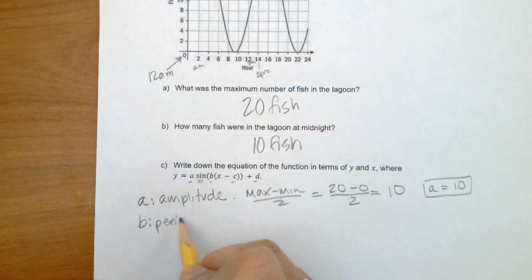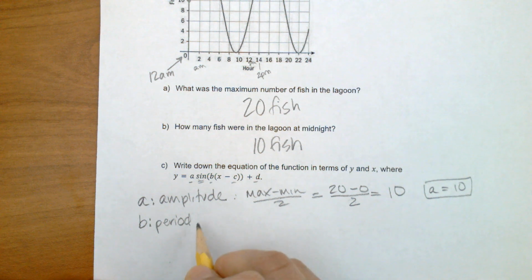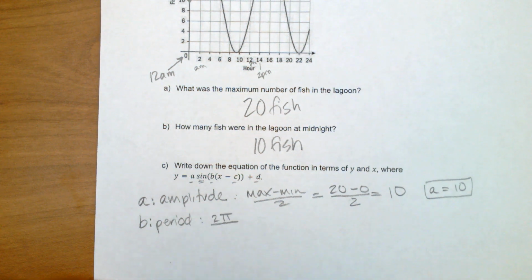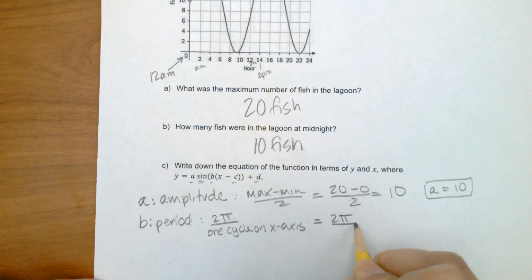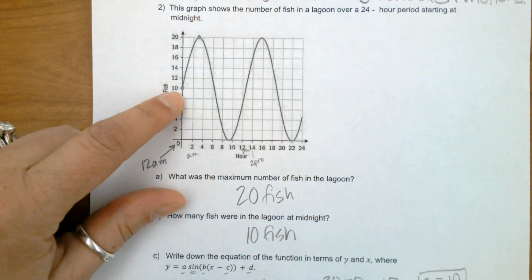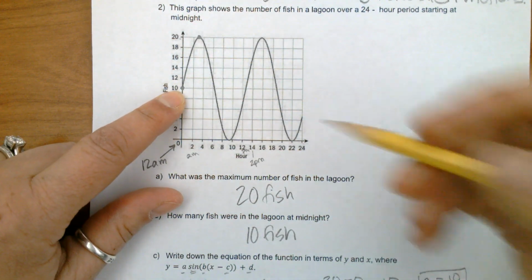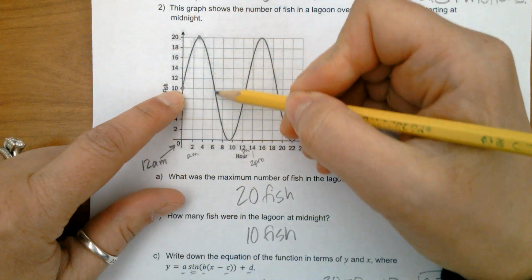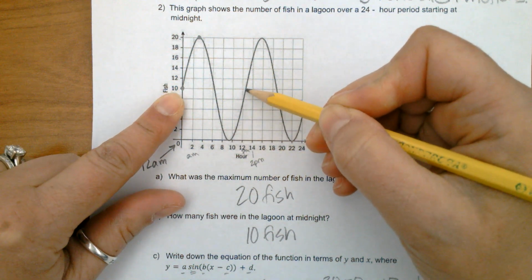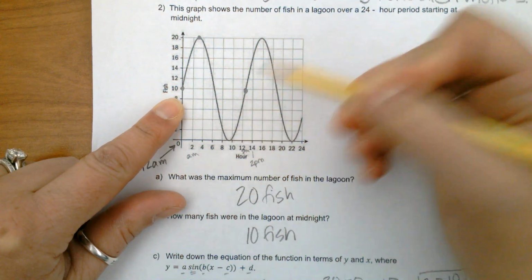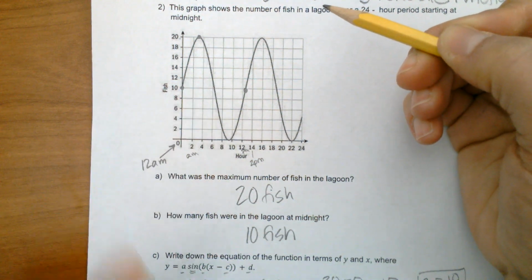B is period. And so remember, period has to be in pi radians, so we're going to do 2 pi divided by, and remember the number on the bottom is 1 cycle on the x-axis. So we have to do 2 pi divided by, and we have to look at our graph. So here we're at 10. So we have to look, how long does it take to get back to 10 after going to 1 maximum, down to 1 minimum, back at 10. And so it's about right here. That's tough. So let's estimate a little bit.